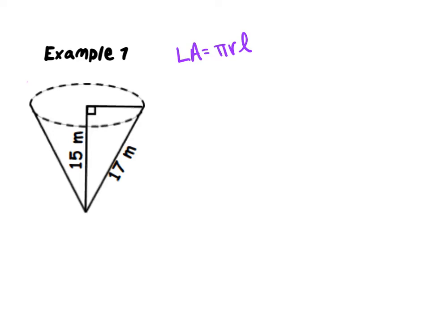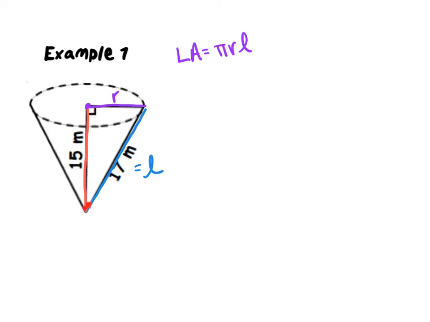So here I have a cone, and I can see that my slant height already, L, is equal to 17 meters. That means all I need to do is find R to find the lateral area. Well, they give me this height of the cone, and that's 15 meters. And I see that R is from the center to here. And that's unknown. But this is a right triangle.